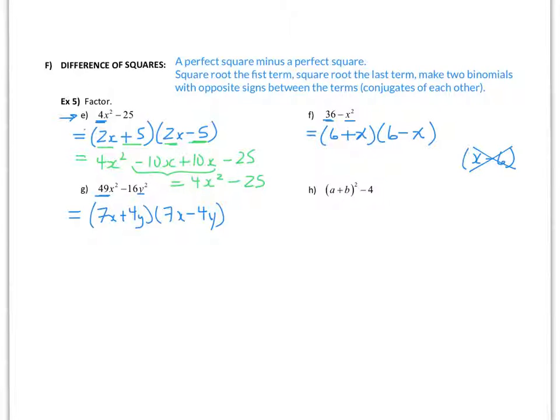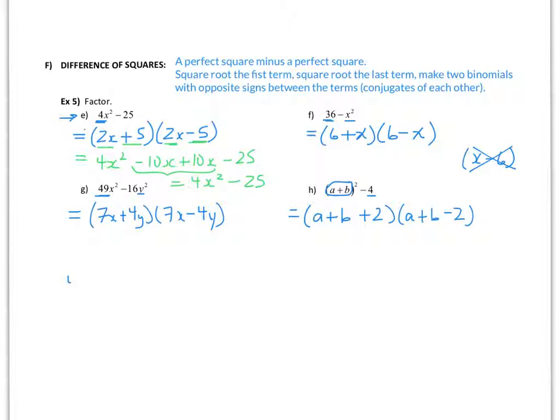All right, the last one gets a little bit crazy in that we've got this whole thing squared. If I square root that whole thing squared, the square root and the square undo each other. So at the beginnings of my brackets, I should have an a plus b, because that's the square root of my first term. Then I square root the last, which would be 2, and we make one a plus and one a minus. So hopefully that all makes sense.